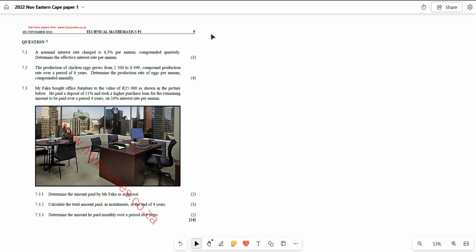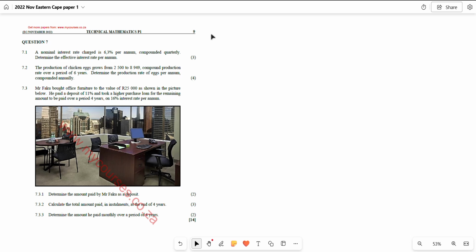Welcome back to another session of technical mathematics. We are still embarking on the journey of unpacking all the different aspects of finance, growth, and decay. This is another session where we are going to look at more questions on finance, growth, and decay, so that more clarity is given to the candidates, the learners, about finance, growth, and decay.